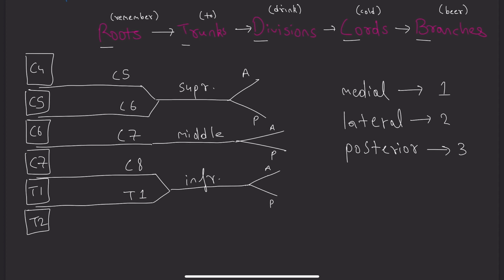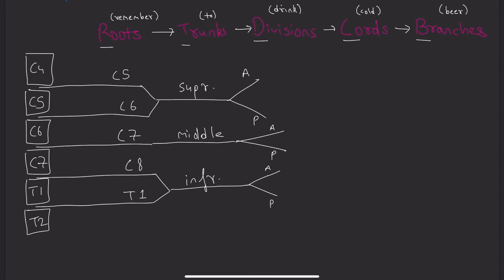And you can remember how many divisions lead to the formation of these cords by just arranging them by the number of letters that they have in them. Medial has the least number of letters, it only arises from 1 division. Posterior has the most number of letters and it arises from 3 divisions, and lateral one is in the middle and it arises from 2 divisions.